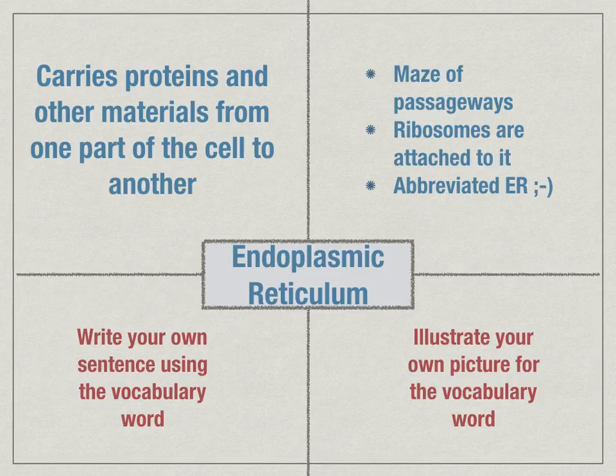The next vocabulary word is more commonly referred to as the ER, the endoplasmic reticulum. The endoplasmic reticulum carries proteins and other materials from one part of the cell to another. It's made up of a bunch of different passageways. That's why we say a maze of passageways. Ribosomes, which is the next word that you guys are going to be introduced to, are attached to it, right? And so it is one part of the cell that will help transport proteins and other materials through the cell. Go ahead and pause.